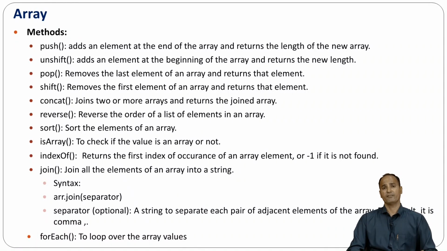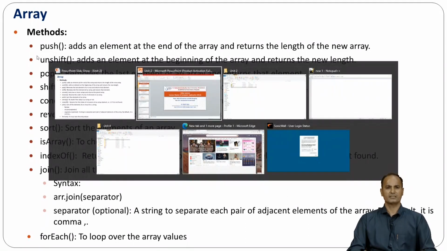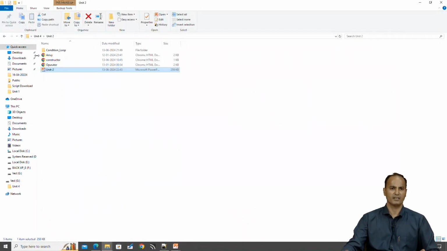But there are various methods supported by an array. Among those, the push method adds an element at the end of an array and returns the length of the new array. The unshift method is there too. Let's practically see, so we can have an idea of how the different methods work.